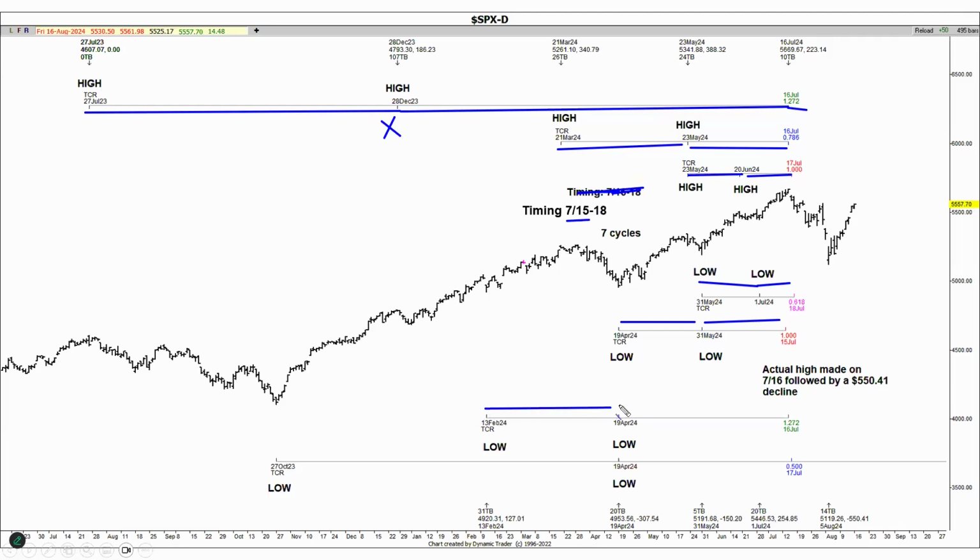And then low to low, 1272, July 16th. Another low to low, 50% in time, July 17th. So grouping of cycles between the 15th through the 18th, market was going straight up into it. Actual high was made on the 16th, followed by a decline of 550.41.